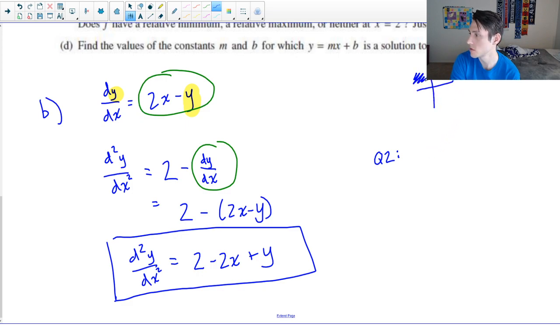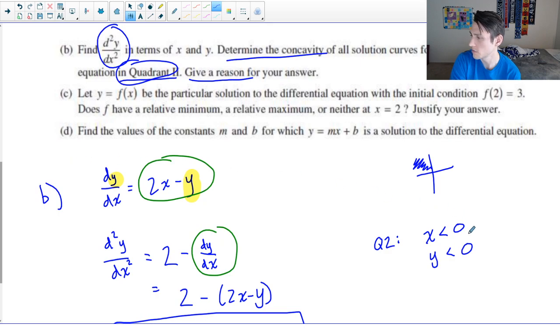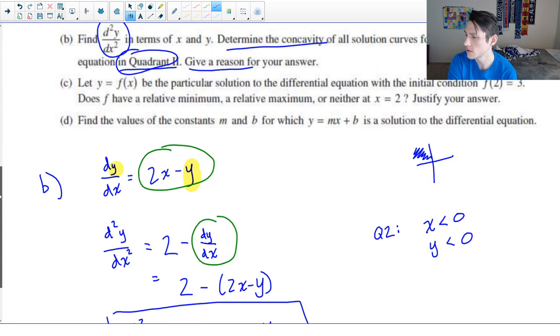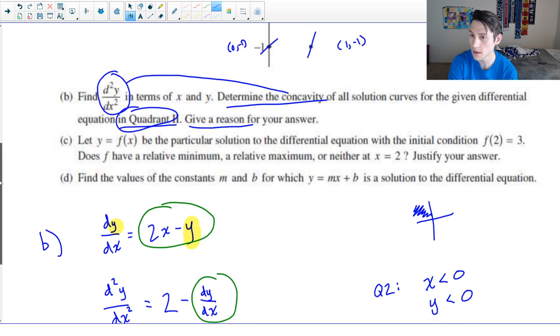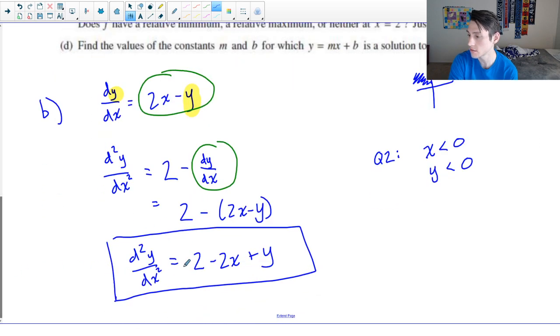So quadrant 2 is over here, right? For example, I know that all the x values will be negative and all the y values will be negative for quadrant 2. Okay, so let me see if I can use that to determine information about this second derivative, right? Because the question asks concavity, but concavity I know is related to the second derivative. Positive second derivative means concave up, negative second derivative means concave down.